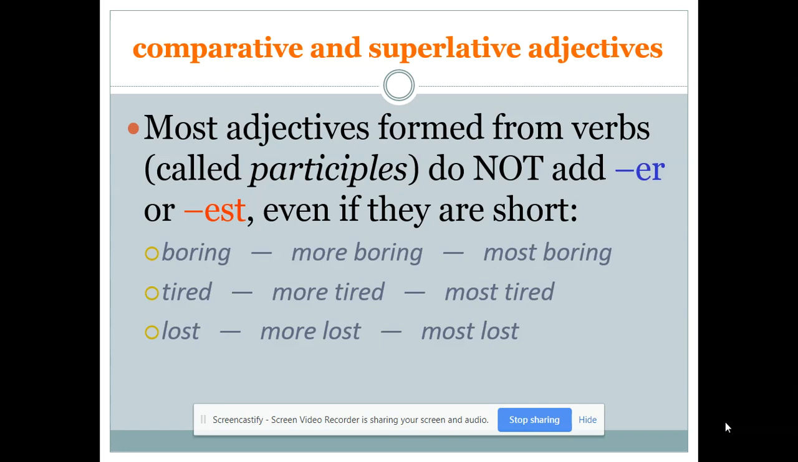Tired wouldn't become tireder and tiredest. It becomes more tired and most tired, and lost, which comes from the verb to lose, would become more lost as a comparative and most lost as a superlative.